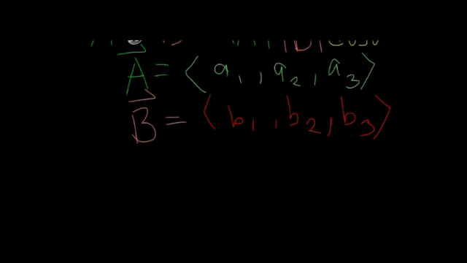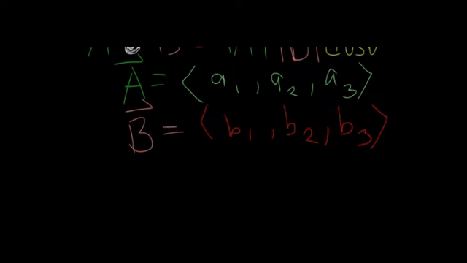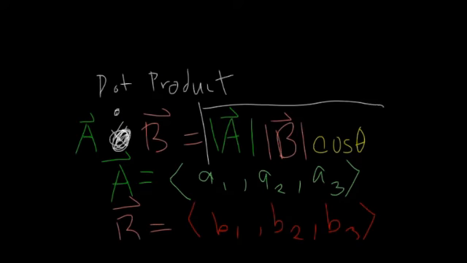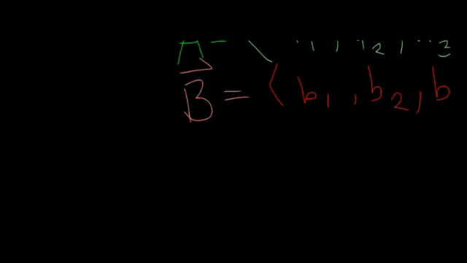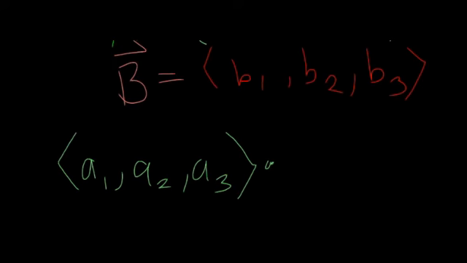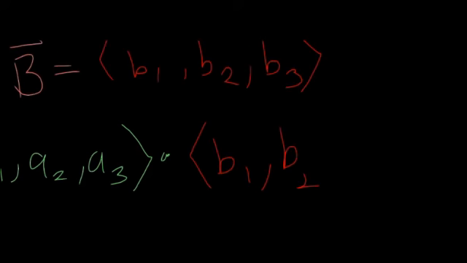How do you take the dot product of these vectors other than this method? Let's write out the vector. A1, comma, A2, comma, A3, dot, and let's choose the red color, B1, B2, and B3.